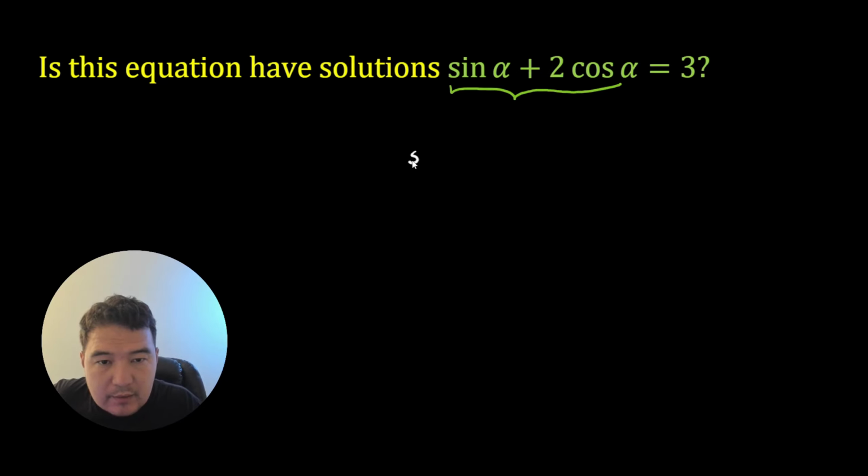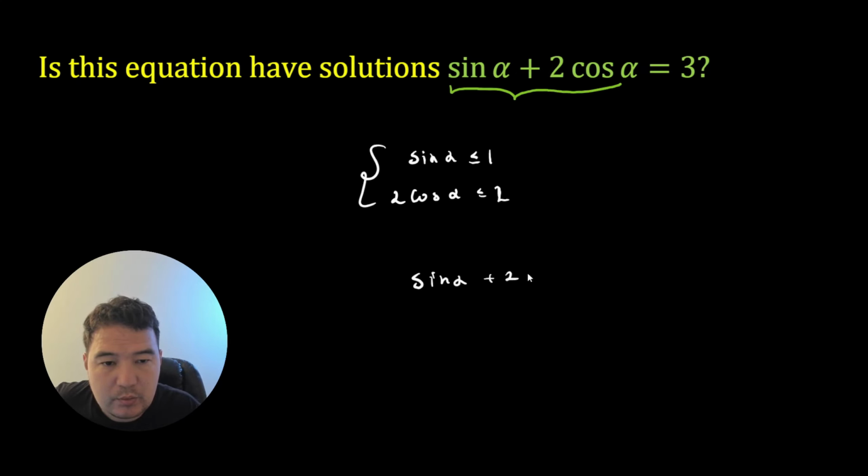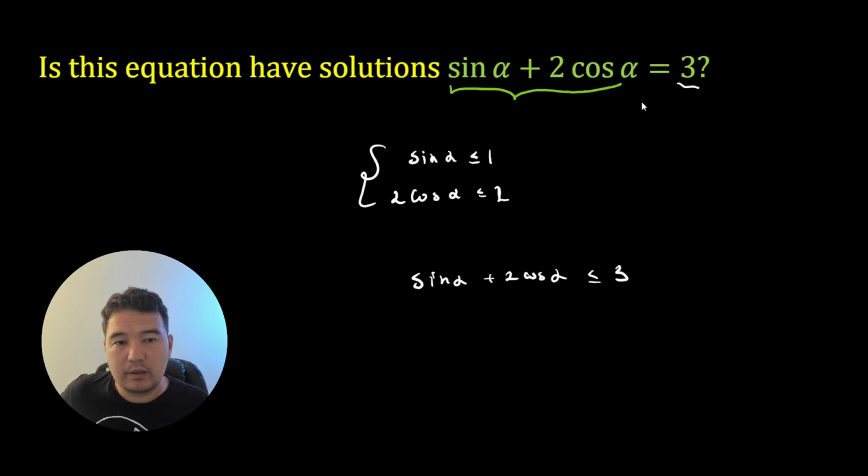Since we know that sine alpha is at most 1 and cosine alpha is also at most 1, if I multiply this by 2, I get 2 cosine alpha is at most 2. So combining these two inequalities, sine alpha plus 2 cosine alpha is at most 3. The question wants you to make it equal to 3. So for which alpha does this equality hold?